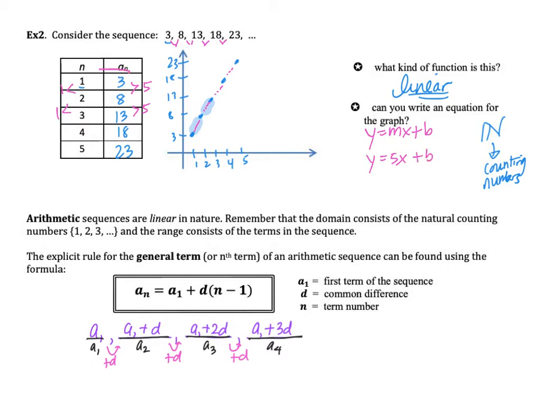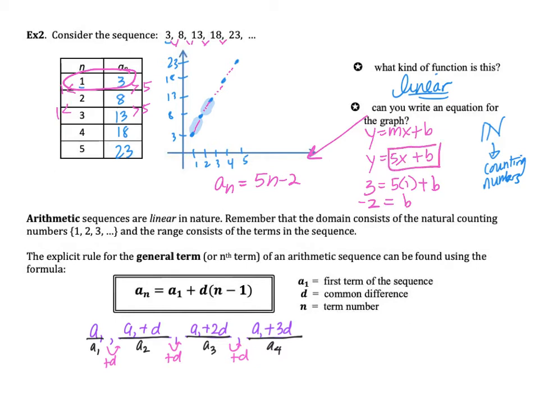I can take any one of those points. When y is 3, x is 1. And that allows me to find what my b is. My b is -2. So can I write an equation for this? Yes. I'm going to say that the nth term in this sequence is 5n minus 2. It's just this portion of the equation of the line.